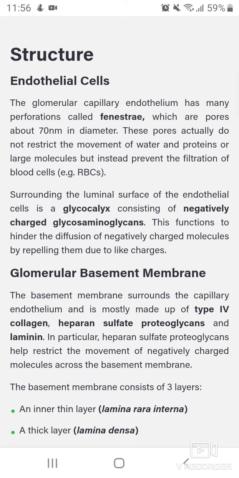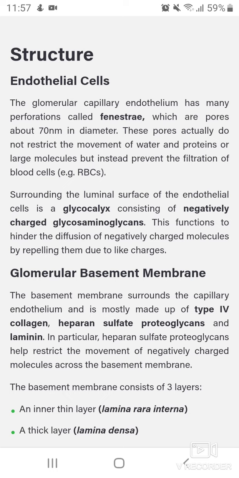In this structure, first of all, the endothelial cells. The glomerular capillary endothelium has many perforations called fenestra, which are pores about 70 nm in diameter. These pores actually do not restrict the movement of water and proteins or large molecules, but instead prevent the filtration of blood cells, RBCs. Surrounding the luminal surface of the endothelial cells is a glycocalyx consisting of negatively charged glycosaminoglycans. This functions to hinder the diffusion of negatively charged molecules by repelling them due to like charges.